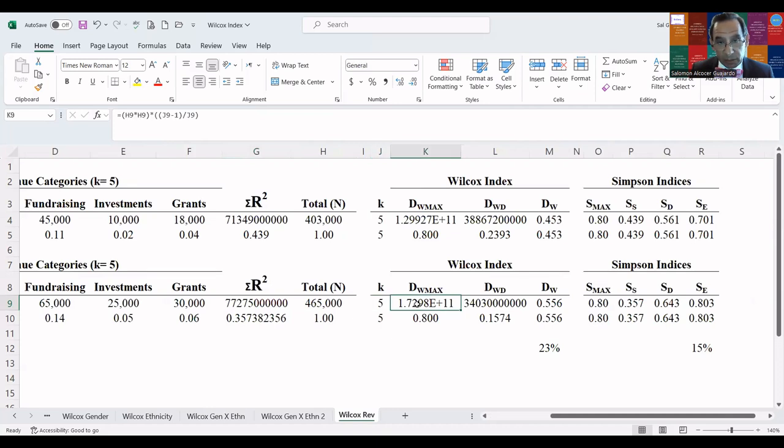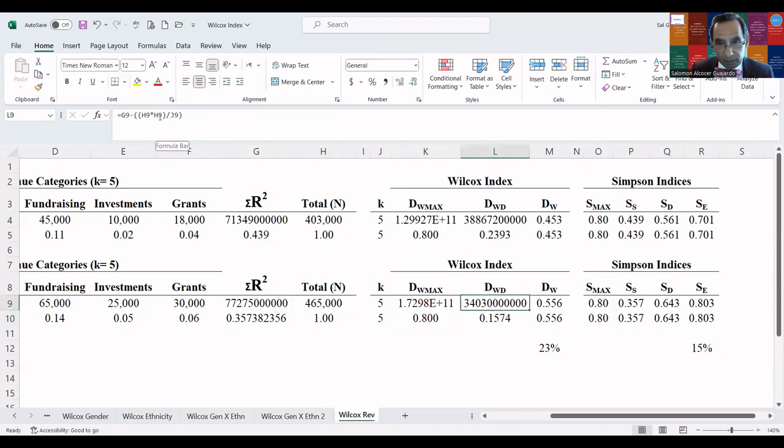So what I did, to make it simple, I just copied the formulas from the top to the rows with the revenue simulation. Again, the methodology and the formula stay the same. So it's going to be total revenue. In this case, it's going to be the projected revenue of 465,000 times 465,000. So H9 times H9 times the number of categories minus 1 divided by the number of categories. So it's 5 minus 1 divided by 5. And that gives me the maximum value.